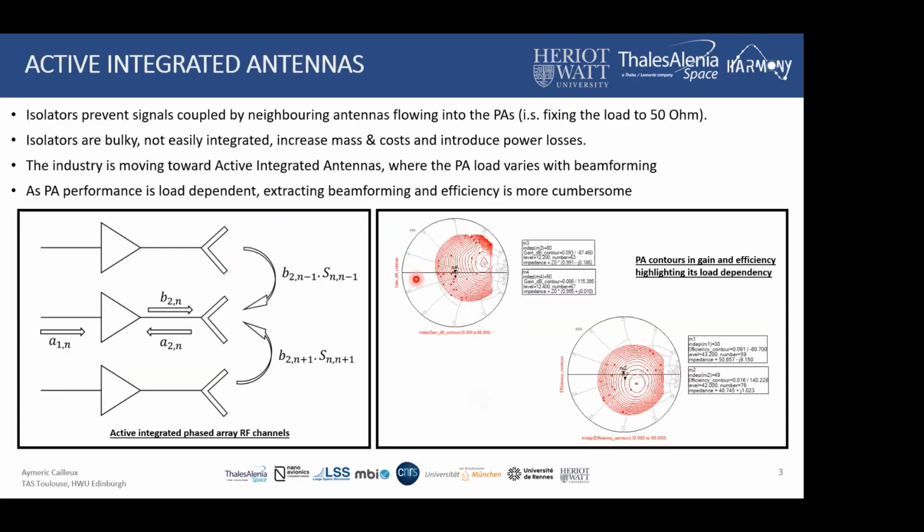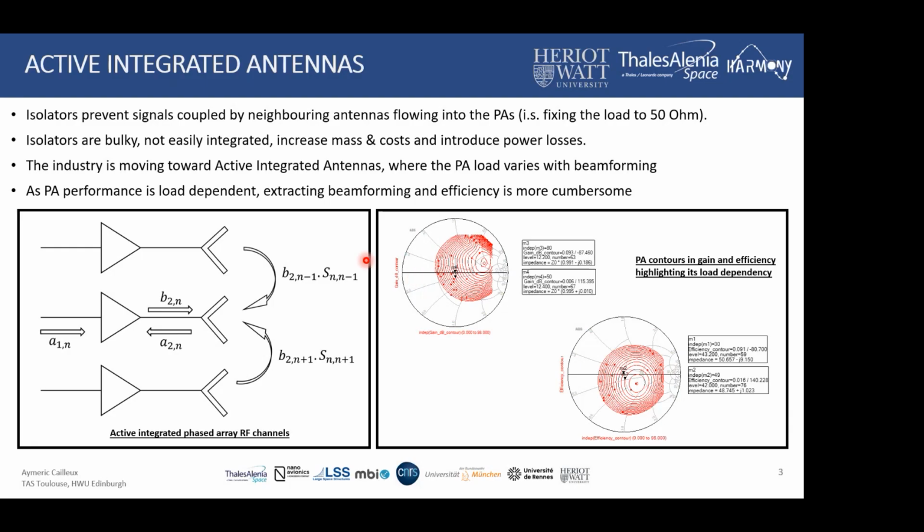Basically, in classic design of active phase array, we use what is called isolators. They prevent the signals coupled from the neighbors to come in the output of the power amplifier. So basically what we do is to fix the load to 50 ohm to match the power amplifier. The problem with isolators is that they are bulky, not easily integrated. They increase the mass and the cost, and they also introduce some power losses.